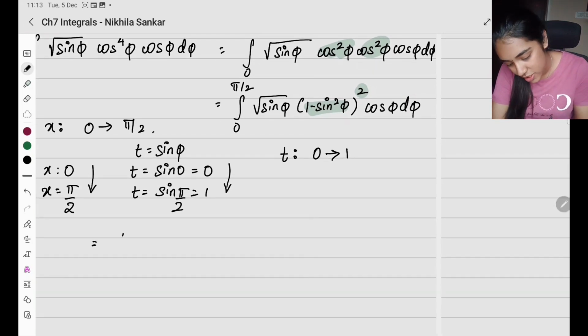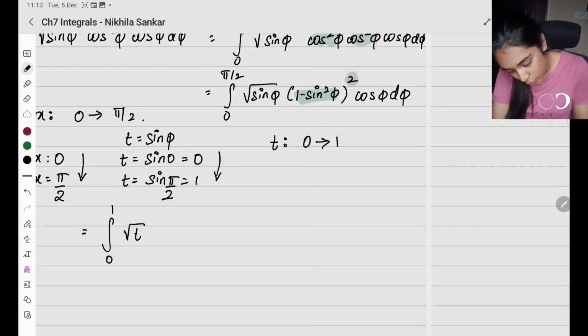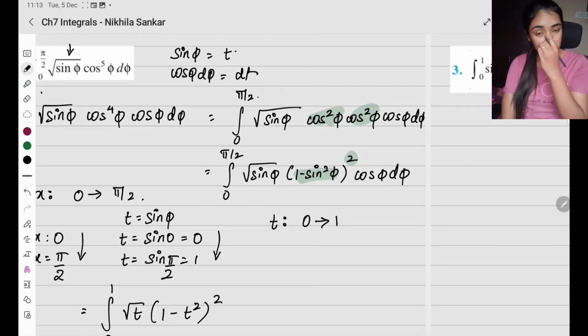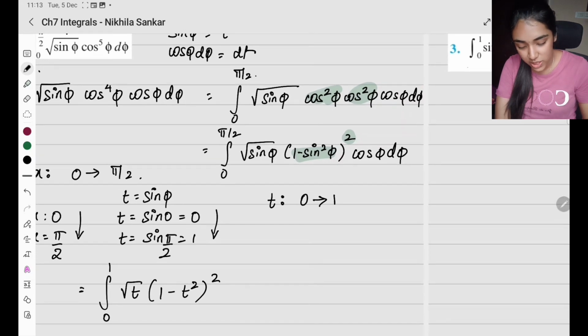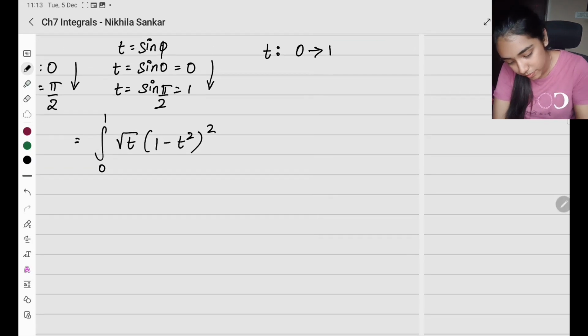Now how does my integral change? 0 to pi by 2 now becomes 0 to 1 times square root of sin phi. So it is going to be square root of t times 1 minus t square the whole square. Sin phi is only t. Here we have 1 minus sin square phi, so t square the whole square times cos phi d phi is going to be dt.